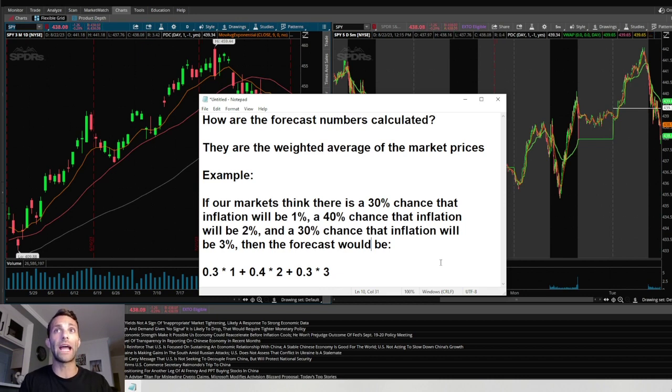And here's how the forecast numbers are calculated. They are the weighted average of the market prices, the example below. If our markets think there's a 30% chance that the inflation will be 1%, a 40% chance that inflation will be 2%, and a 30% chance that inflation will be 3%, then the forecast would be 0.3 multiplied by 1 plus 0.4 multiplied by 2 plus 0.3 multiplied by 3. But no need to overthink it. Just remember, it is the weighted average of the market prices.